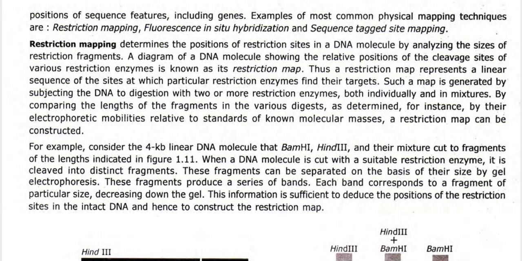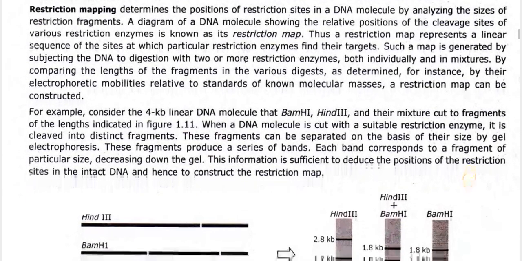First, restriction mapping determines the position of restriction sites in a DNA molecule by analyzing the sizes of restriction fragments. A diagram of a DNA molecule showing the relative positions of cleavage sites of various restriction enzymes is known as a restriction map. Thus, a restriction map represents a linear sequence of sites at which particular restriction enzymes find their targets. Such a map is generated by subjecting the DNA to digestion with two or more restriction enzymes, both individually and in mixtures. By comparing the lengths of the fragments in the various digests, determined for instance by their electrophoretic mobilities relative to standards of known molecular masses, a restriction map can be constructed.